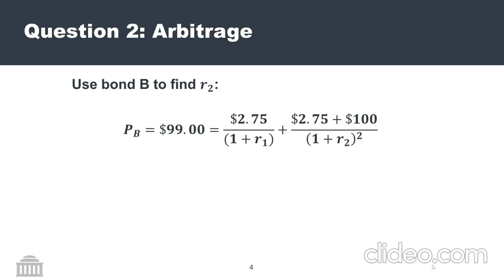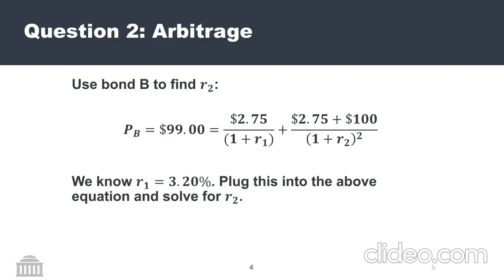Glancing at this equation, it looks like we have R1 and R2 in this equation, but the good news is that we already know R1, which we found from the price of bond A, which was 3.2%. So therefore, we can plug this R1 into the above equation and use it to solve for R2. Solving that equation for R2 gives us 3.28%. So this is the year 2 spot rate. So to recap what we've done so far, we found the 1-year spot rate, which is 3.2%, and we found the year 2 spot rate, which is 3.28%.